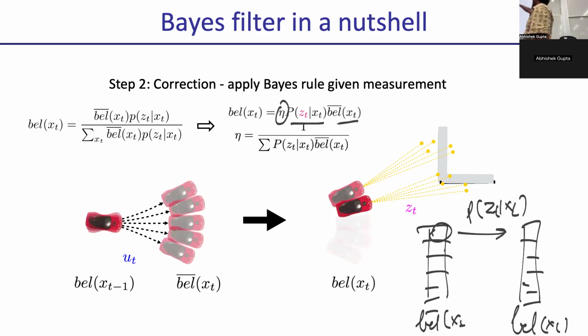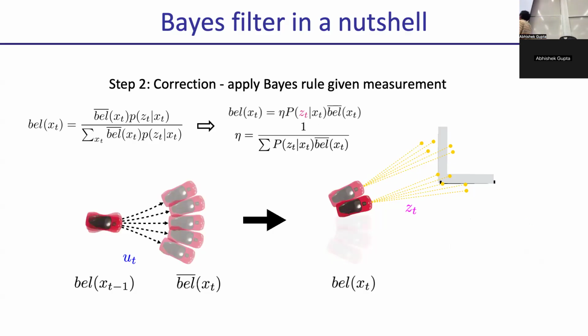And the only reason you need the normalizing constant is so that it becomes a probability distribution again, right? And so intuitively this really makes sense because it says that belief bar was where you thought you were. You multiplied by P of ZT given XT because that's how likely you were to get those measurements, and you renormalize.